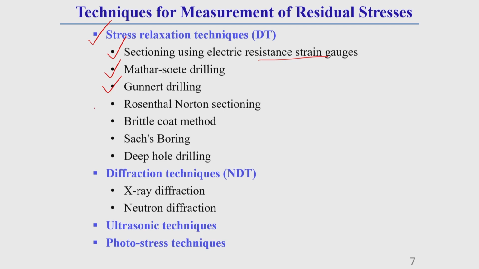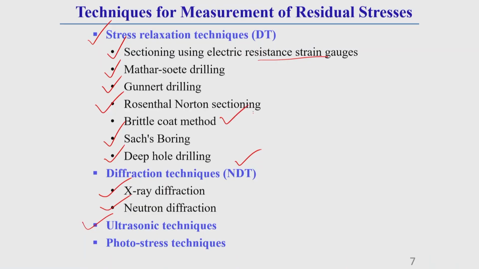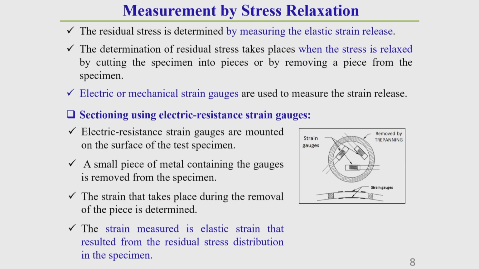I will discuss the Rosenthal-Norton sectioning technique. I will discuss what is called the ring boring technique, then the deep hole drilling technique. I will also discuss different types of NDT testing, that is the X-ray diffraction technique, then neutron diffraction techniques. I will also discuss these ultrasonic techniques. But the Beetle coat method and photo stress techniques I may discuss if time permits; if time does not permit I will not discuss them in this course. This you just keep it in mind, that means these techniques and this technique. So, first of all I will discuss measuring the residual stress by using the stress relaxation technique.